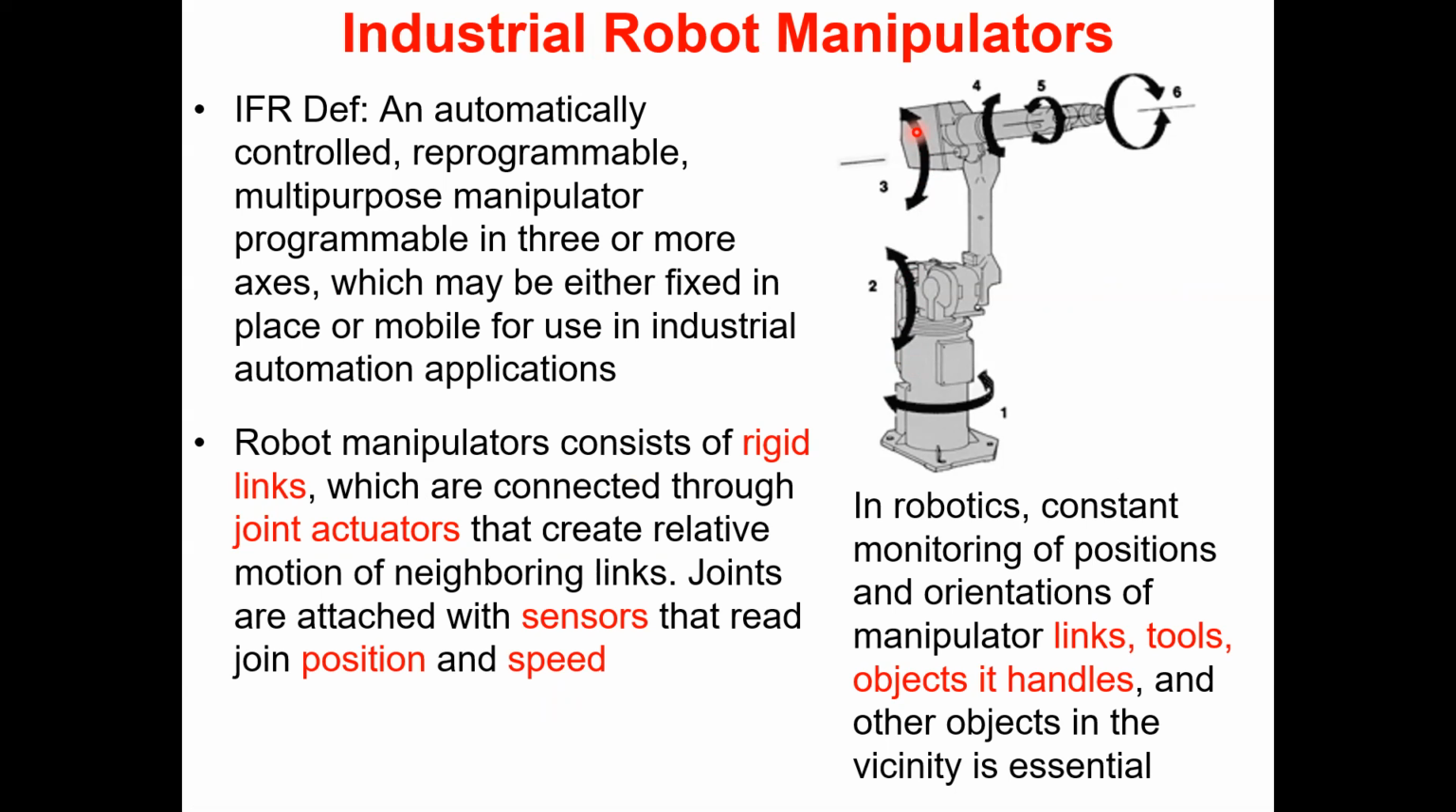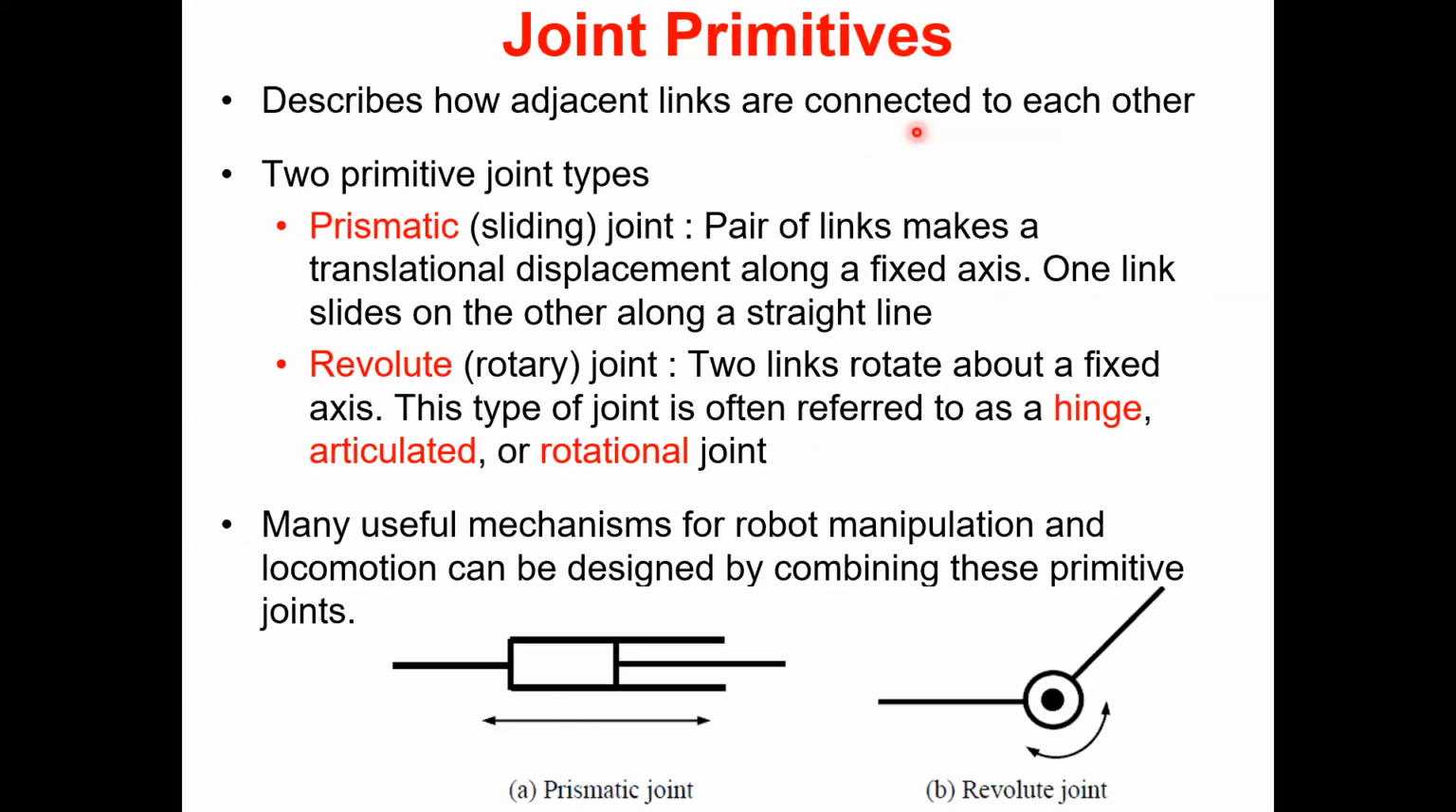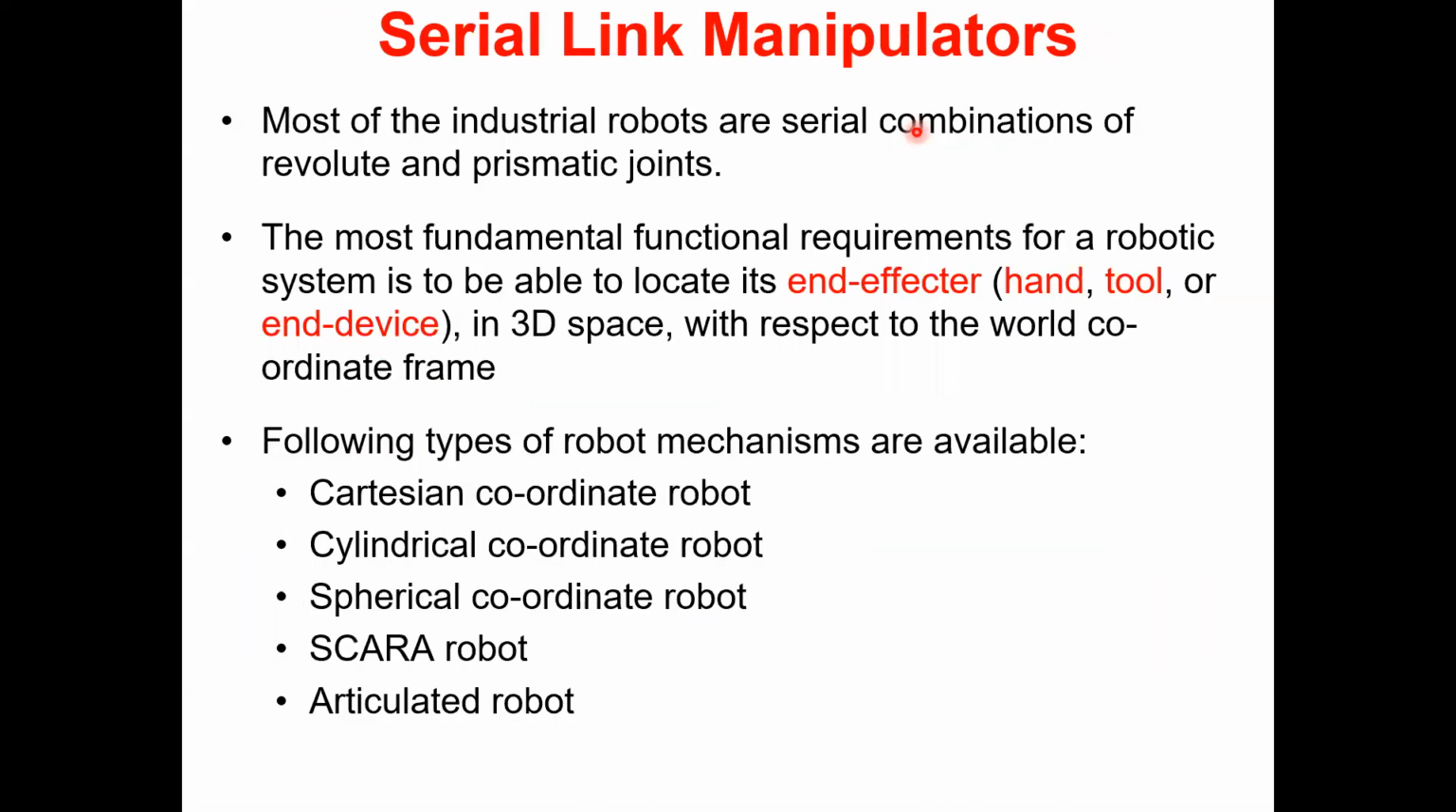Second link is connected to first link. Third link is connected to second link, like that. This is why it is called serial link manipulators. So there are other manipulators where it is not serial. You will see it later, right? But most of the manipulators we are going to analyze in this module are serial link manipulators.